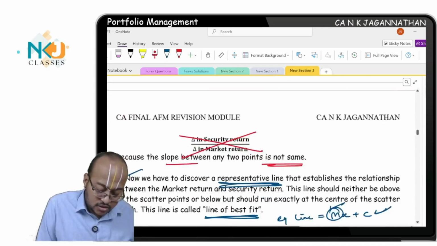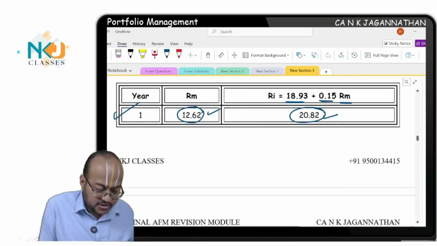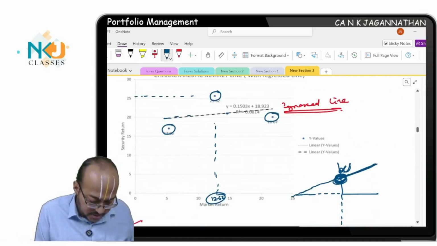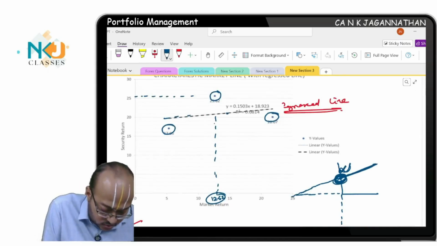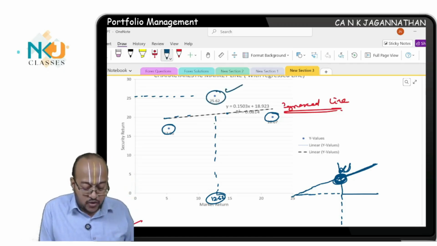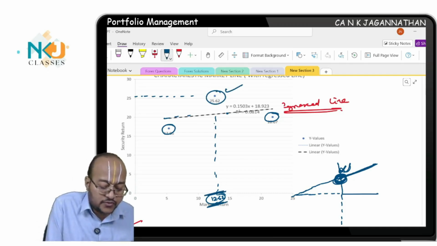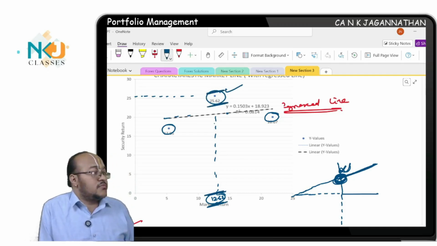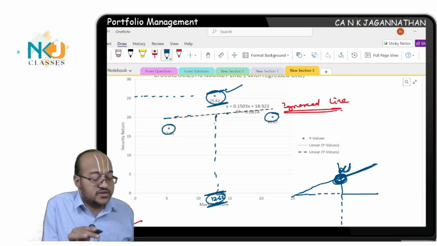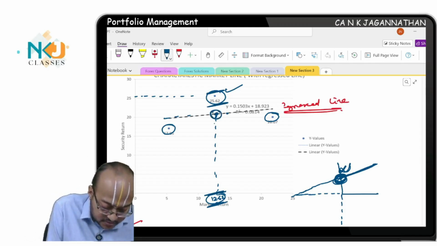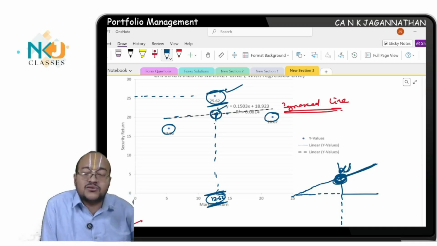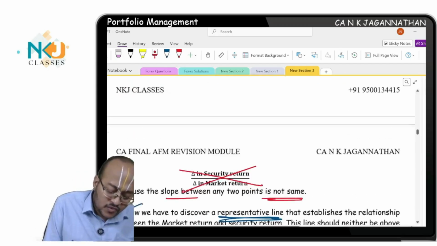But it depends on the market now. See here what happens. RM is 12.62, and for this 12.62, the actual return is 25.62. Are you all understanding? For 12.62 RM, the actual return is 25.62. But if you see the regressed return of the security, it will fall on the same straight line. At this point it will be 20.82. It is not going up to 25.62. If you notice, it is only 20.82. This is the regressed return.